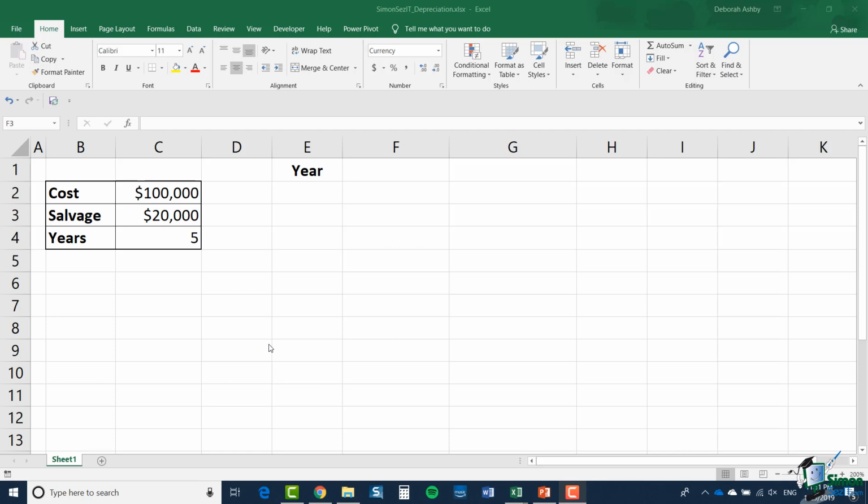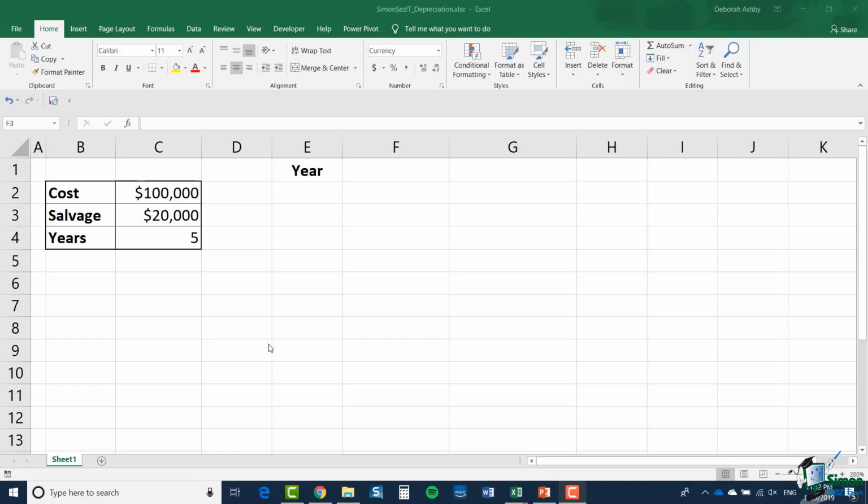Now, in order to demonstrate this, we're going to consider we've bought a piece of equipment and it's cost $100,000. That's the figure you can see there in C2. And we know that at the end of the useful life of the equipment, we can count on a salvage value of $20,000. And we can expect to write off that piece of equipment over 5 years.